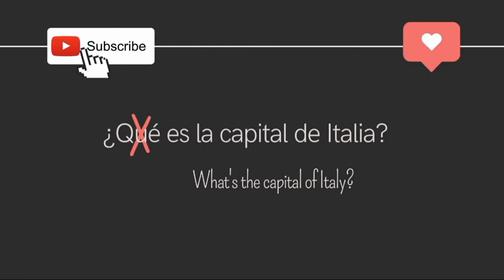¿Qué es la capital de Italia? As you already know, the difference between qué and cuál in Spanish is not easy. It's a bit difficult. But there are a few examples that you can learn so you can practice and you can try to learn how to use them correctly. In this case, whenever you're asking about the capital of a country, you have to use the interrogative pronoun cuál, never qué.